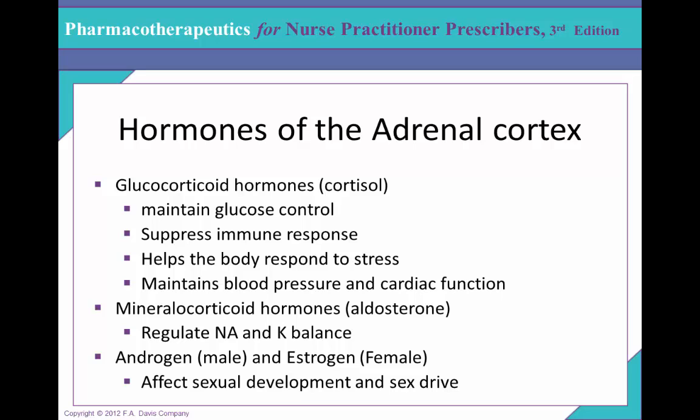Remember that there's a hyperfunction of the adrenal cortex by either hypersecretion or exogenous administration, or a pituitary tumor, or even a small cell carcinoma of the lung that could produce Cushing's syndrome. Basically, all the clinical manifestations are caused by an excess of glucocorticosteroids that you would see here.